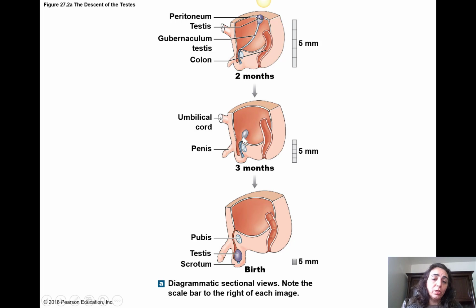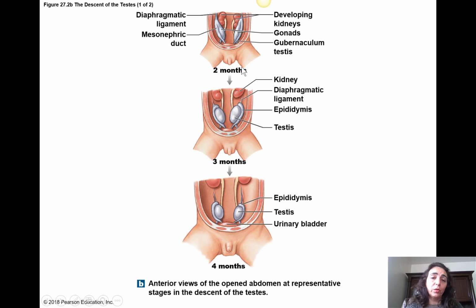Now it seems that the testis is going down. Actually, this gubernaculum keeps the testis in the position that it was, 5 millimeters from this part of the body. The growth continues, and at the time of birth, that 5 millimeter gubernaculum, which is still the same size, is now outside of the body. So this is the way we see the testis go from inside the abdomen all the way down toward the scrotum.